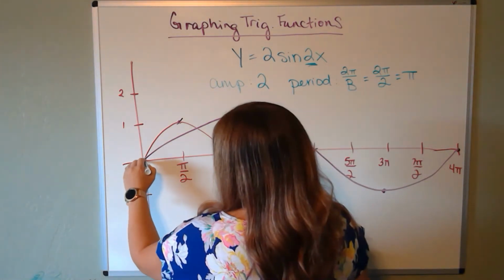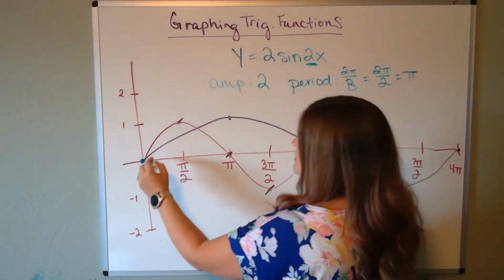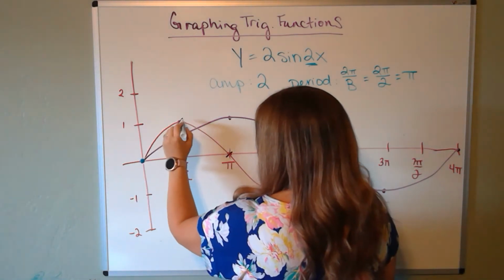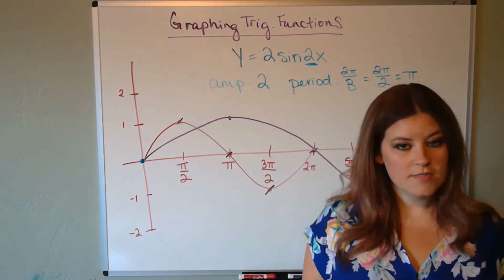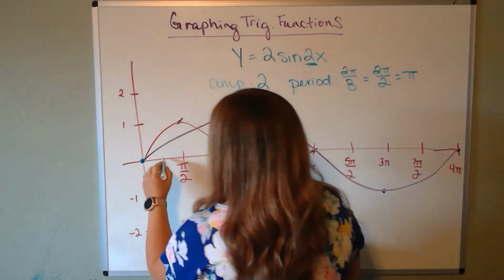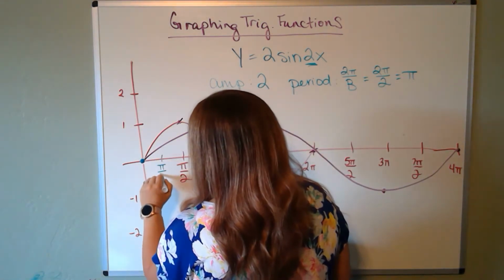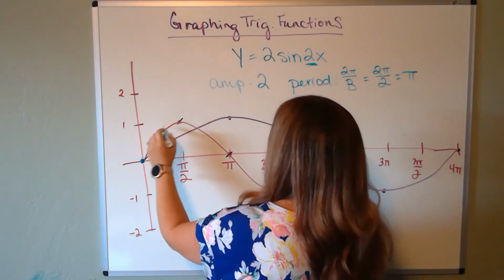Okay, so obviously 0, 0 is fine. Remember, we're going off the basic sine, which is this red one. Usually we hit our high point at pi over 2. First, how does the period change that? It's cut in half. That means our high point has to be at pi over 4. So I'm going to hit the high point at pi over 4.